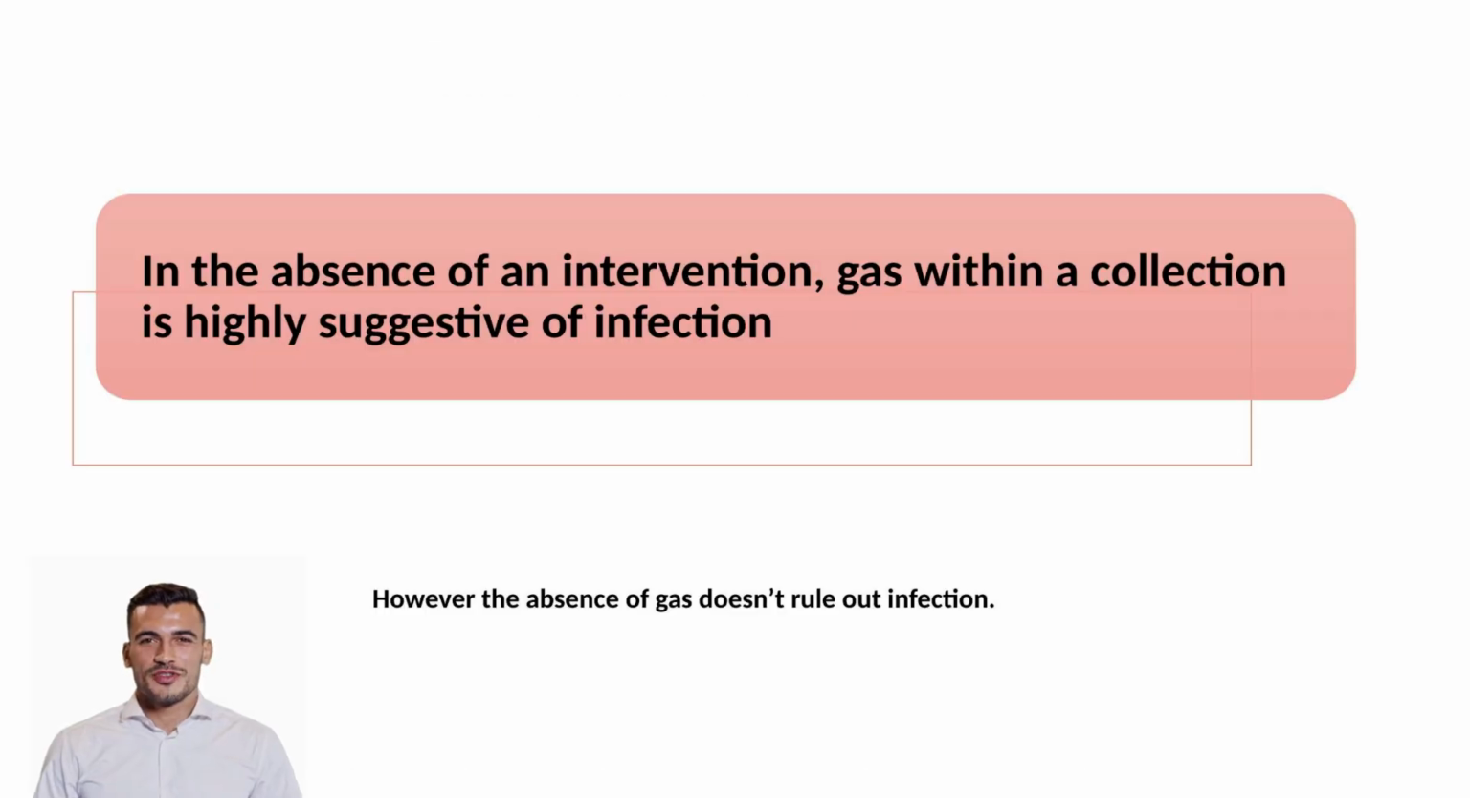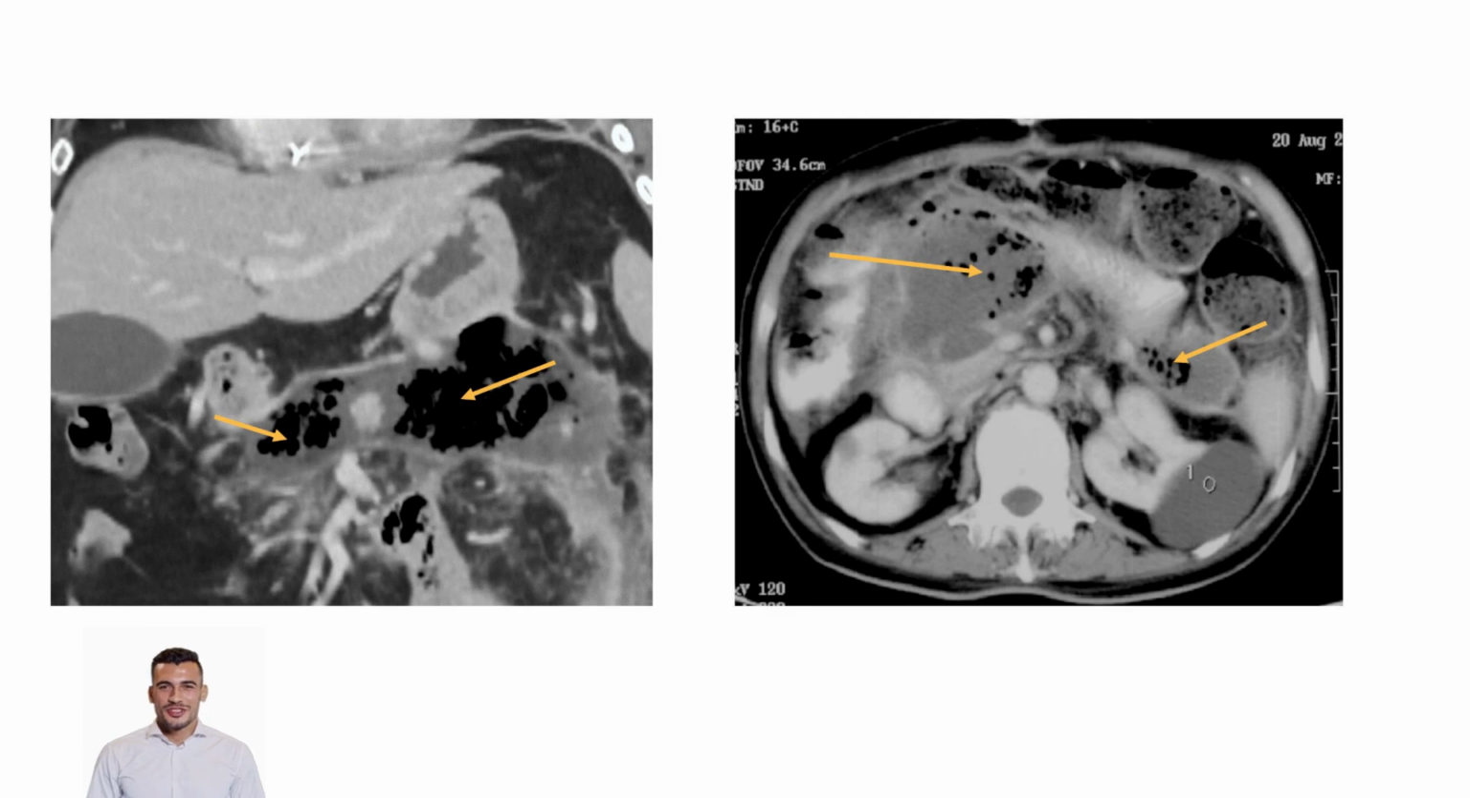But it's not just infection that causes gas. Gas can also develop post-intervention, such as after insertion of a percutaneous drainage catheter. However, in the absence of any intervention, gas within a collection is highly suggestive of infection. But we must also remember that absence of gas does not rule out infection, as only a small percentage of infected collections actually show gas on imaging. We can see infected collections in the above two images showing gas bubbles within them.